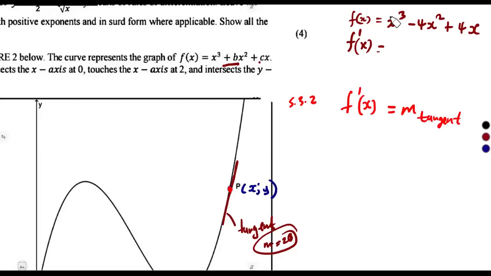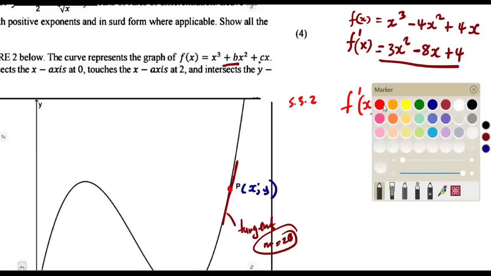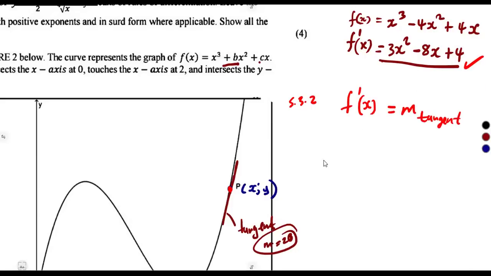So what is our first derivative? Here we drop the exponent. That's 3x squared. We drop this one, that was going to be -8x, plus 4. This is what we have. The first derivative, 3x squared minus 8x plus 4, as it is, must be equal to the numerical value on the tangent, because the tangent is linear, it's a straight line. So you'll definitely have the numerical value.